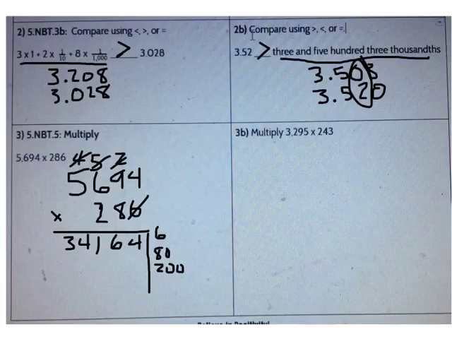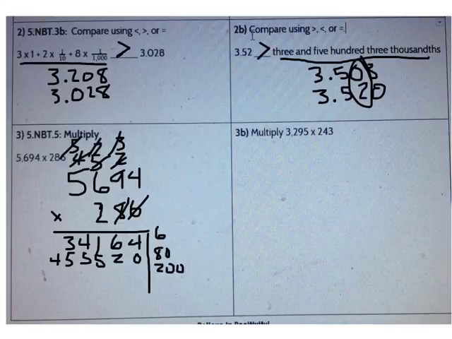What do I need to do before I multiply by the 8? I need to drop a 0 because I'm in the tens place. What's 8 times 4? It's 32. What's 8 times 9? It's 72, plus 3 more is 75. What's 8 times 6? It's 48, plus 7 more is 55. What's 8 times 5? It's 40, plus 5 more is 45. Now I'm done with my 8.